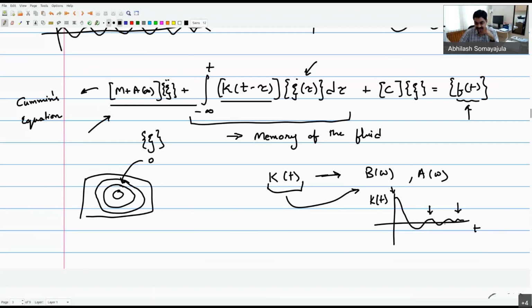Okay, did this make sense? What we are doing with the K functions and how that is taking care of the effect of the past? Yes, sir. Okay. All right.